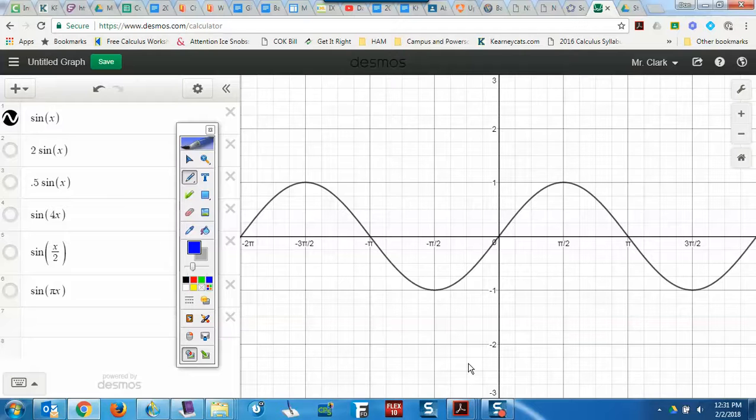So multiplying on the outside, remember outside affects the outputs, so the y values. A multiplication on the y value is going to be a vertical stretch. If it's less than 1, it'll be a compression. On the inside, remember it was horizontal stretch or compression, and it was opposite. Whenever it was on the inside, it was the opposite of what it was. So if you had a 4, it would actually compress. So let's just see those in action.